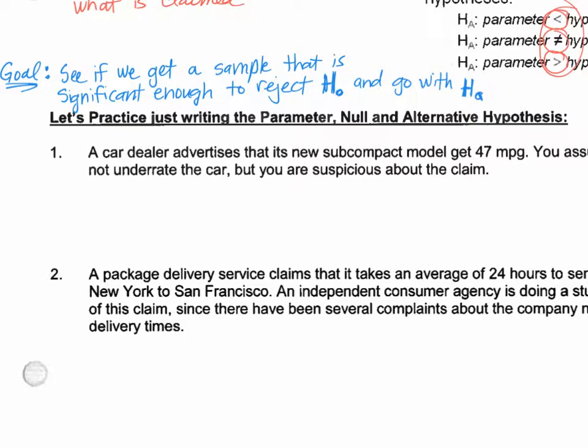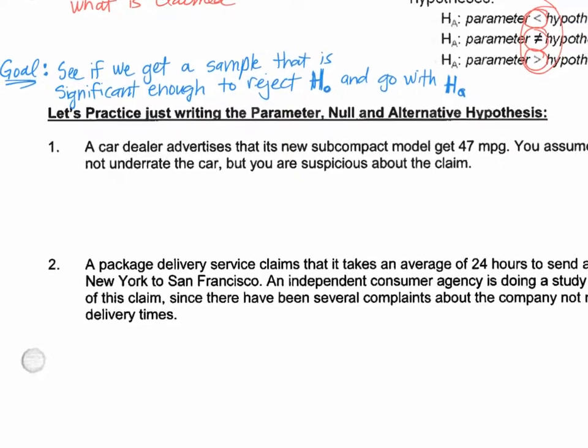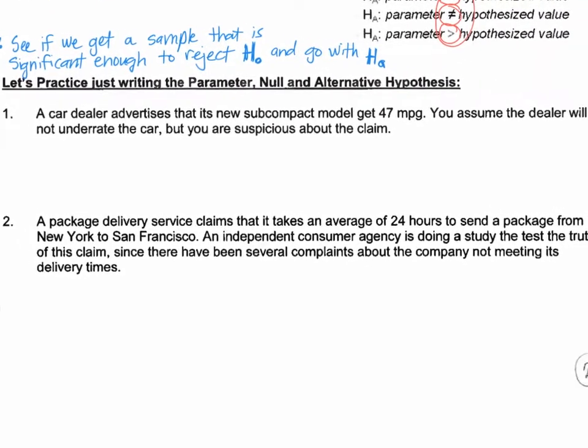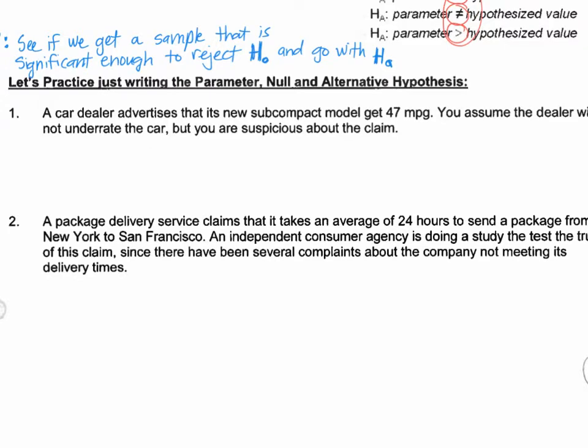A car dealer advertises that its new subcompact model gets 47 miles per gallon. You assume that the dealer would not underrate the car, but you are suspicious about the claim. So first, is this a mean or a proportion problem? This is a mean. Miles per gallon is going to be your mean. So therefore, you start with the letter that represents population mean. What is that? Mu is the population mean. Mu with no subscript, okay?